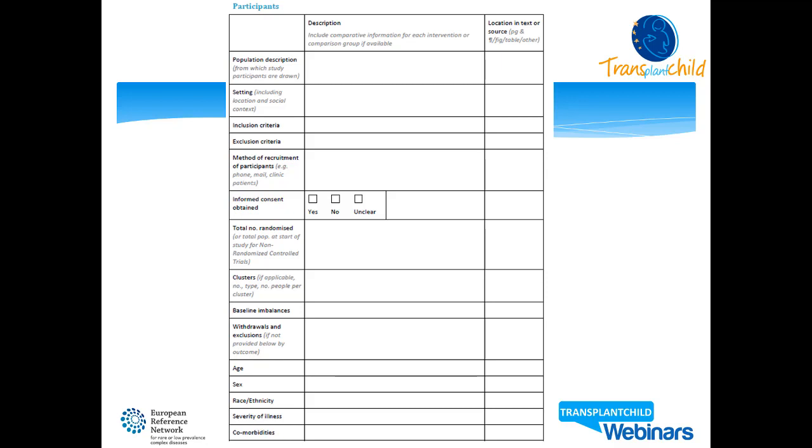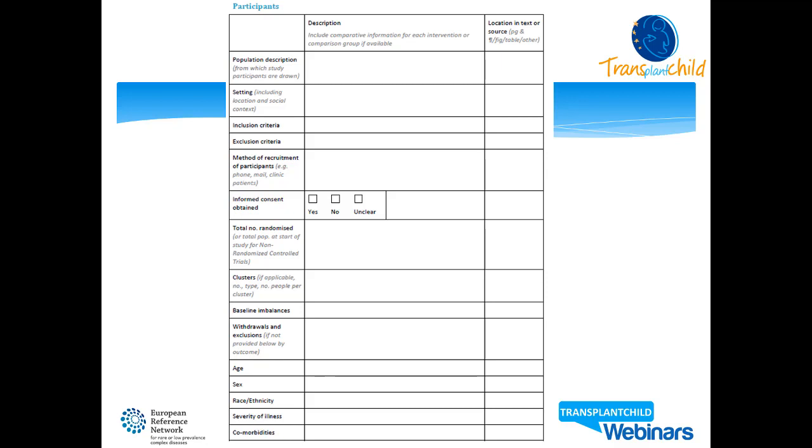Then the total number of patients randomized or not randomized. I mean, here we have written total number of randomized, but if it's not a randomized controlled trial, if it's a cohort of patients, just say the total number of patients. Clusters, if there are clusters; if not, keep this empty. If there are any baseline imbalances, which is not very usual in this type of studies, in this type of population. Withdrawals and exclusions, if apply.